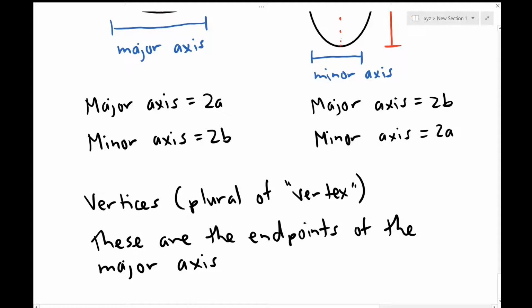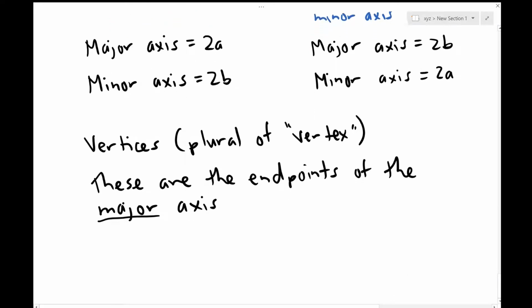The endpoints of the minor axis, some textbooks refer to them as the covertices. Most textbooks actually don't really give them a special name, though. They just call them the endpoints of the minor axis. When we're talking about the vertices themselves, though, we're talking about the endpoints of the major axis always. So make sure you remember that it is the major axis that are the vertices, not the minor axis.